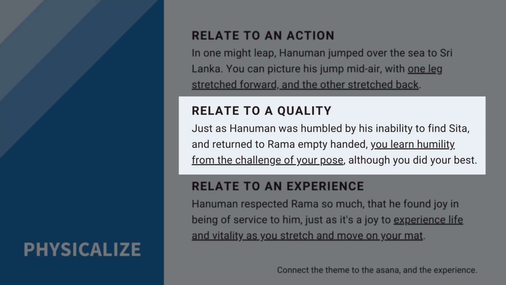There was a moment in the story where Hanuman was unable to find Sita, and he felt like he had failed Rama. So he returned empty-handed. He was humbled, and he learned the quality of humility, which probably is one of the most lacking qualities in our modern world. We could all do to learn a little bit more humility, to be more humbled to ourselves and to each other. Practicing this pose brings us humility because it's not easily accessible for most of us. We learn and come up against our limitations.